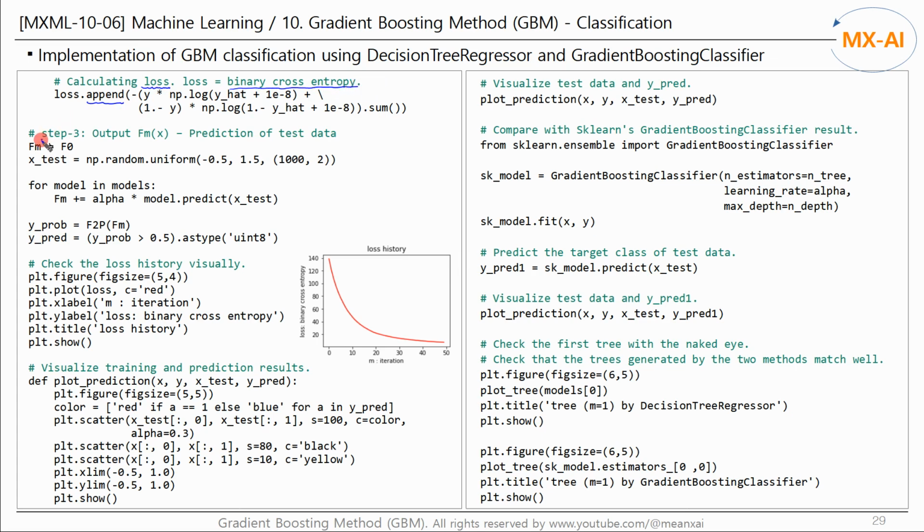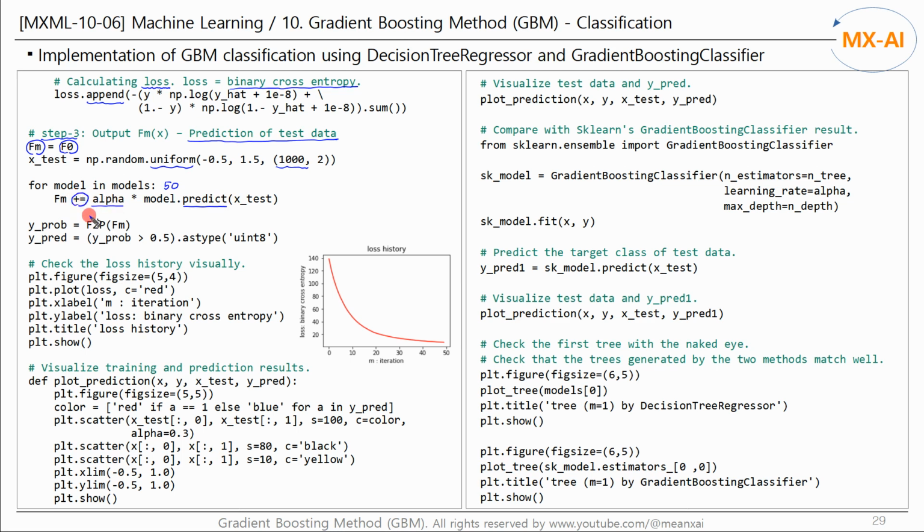And step 3 predicts the class of the test data. We randomly generated 1,000 pieces of test data and set the log odds of the previous round to the initial log odds F0 of the training data. Using the 50 trees created during the training process, the output value of each tree is multiplied by the learning rate and all are accumulated.